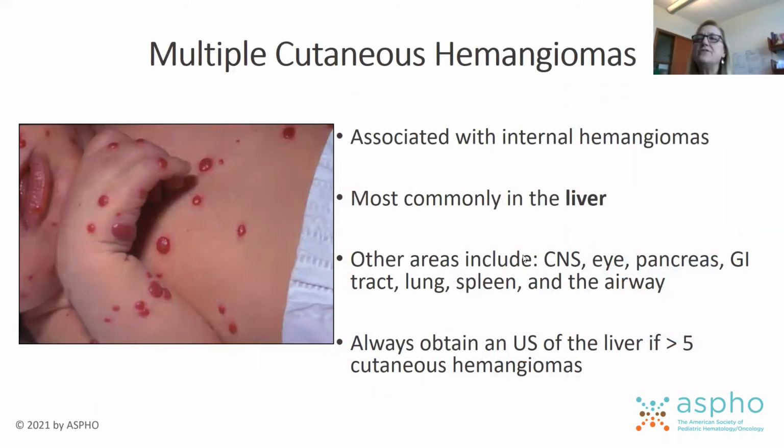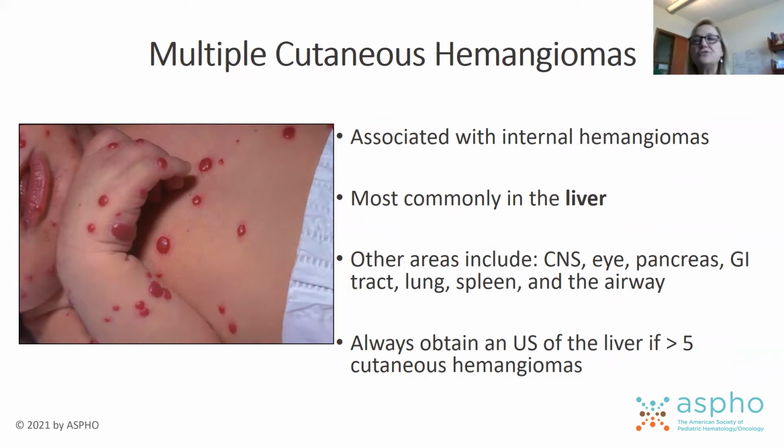So what are some other things as a hematologist-oncologist that you need to be aware of? Multiple cutaneous hemangiomas, so more than 5 lesions, have an increased risk for hemangiomas in other areas. And the most common place for these to be is in the liver. They can be in other places, but honestly, we don't look for them in other places because it is the liver that will be most significant.